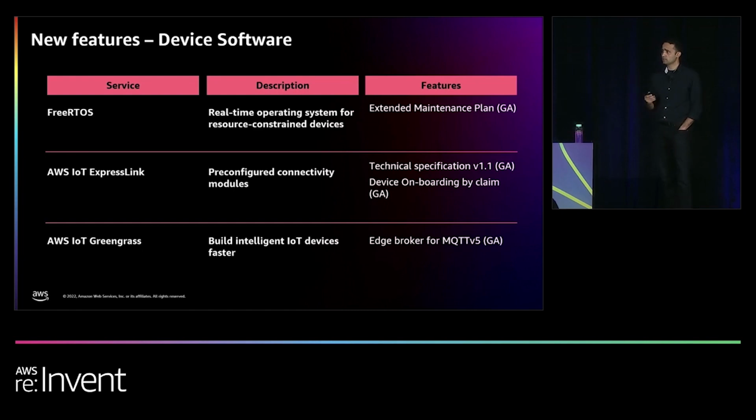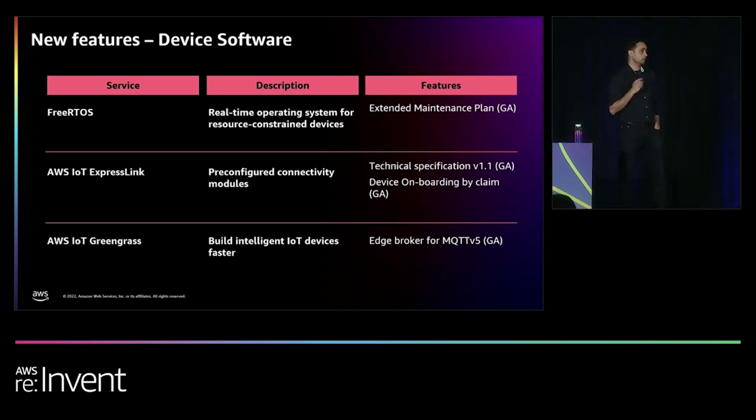ExpressLink has a new release, version 1.1. And we've added a new vendor, Realtek, who supports and builds another module. So we have 4 modules right now. And brought in Device Defender, Device Shadows, and a simplified claim process into ExpressLink. So again, that module that I said just packages all of your IoT connectivity into a hardware module, now also embeds Device Defender. So again, you don't have to think about individually securing your devices. All of that data is in there, and your operators can go to the dashboard and check out if there are any anomalies from a security perspective.